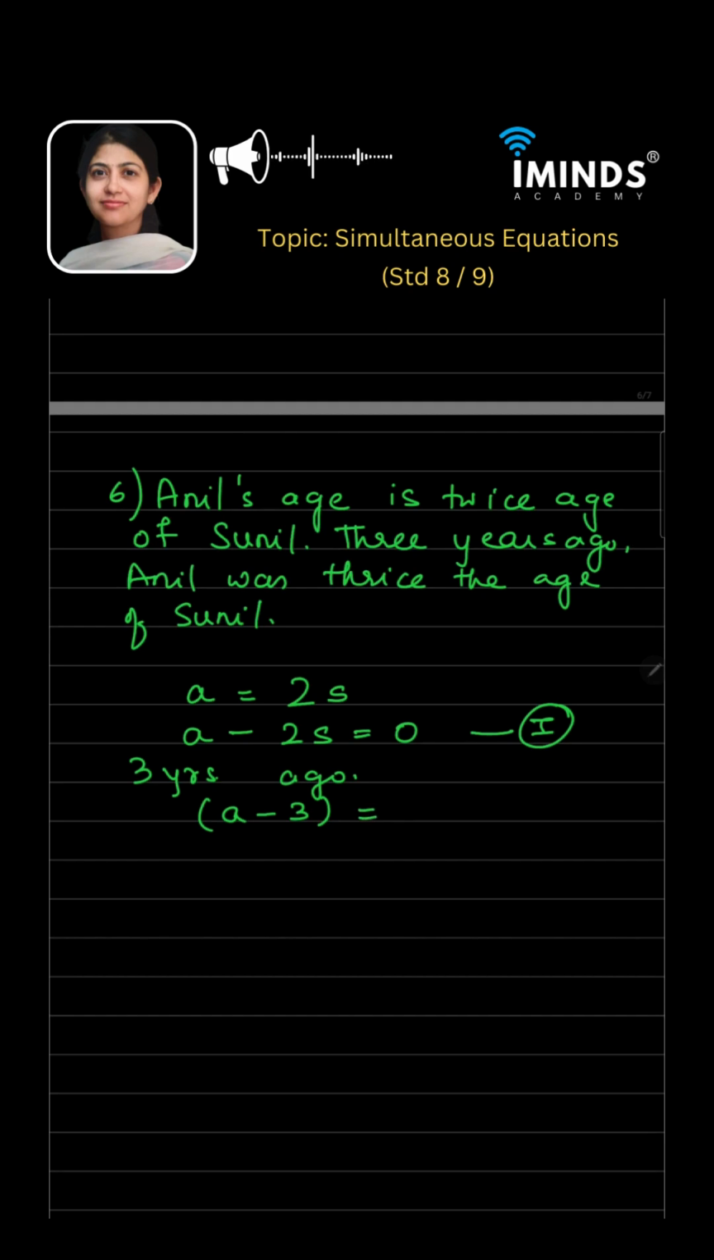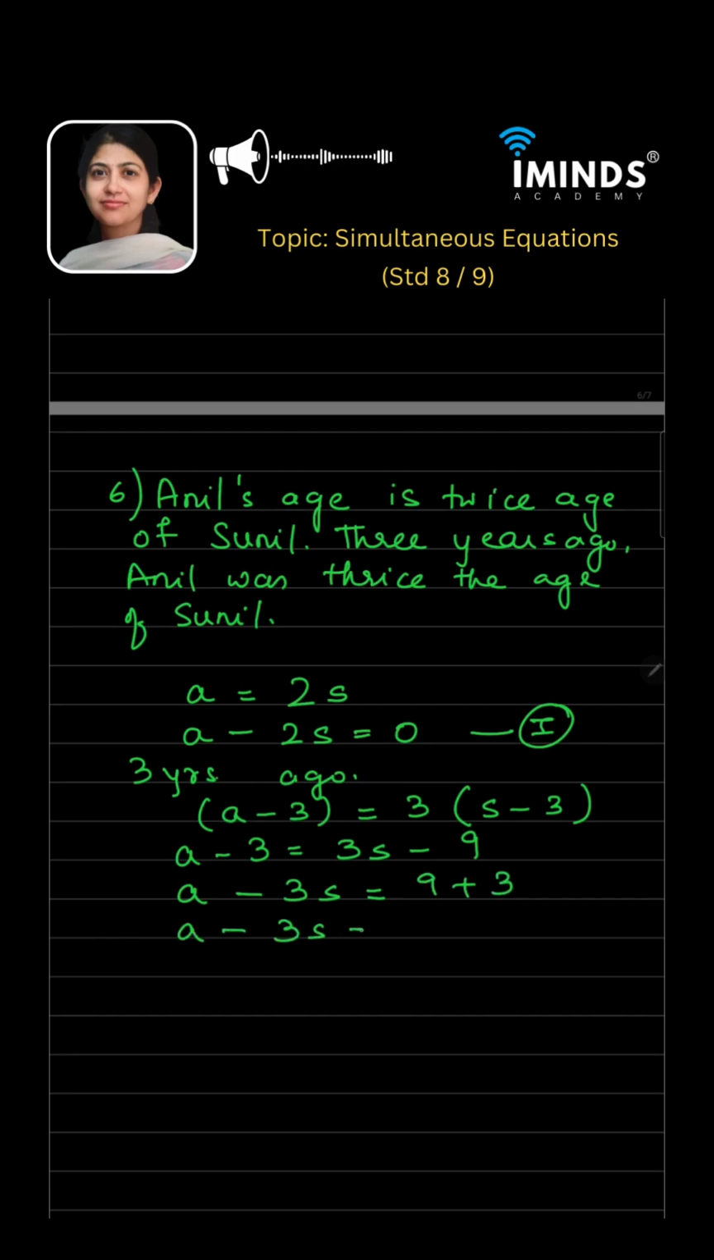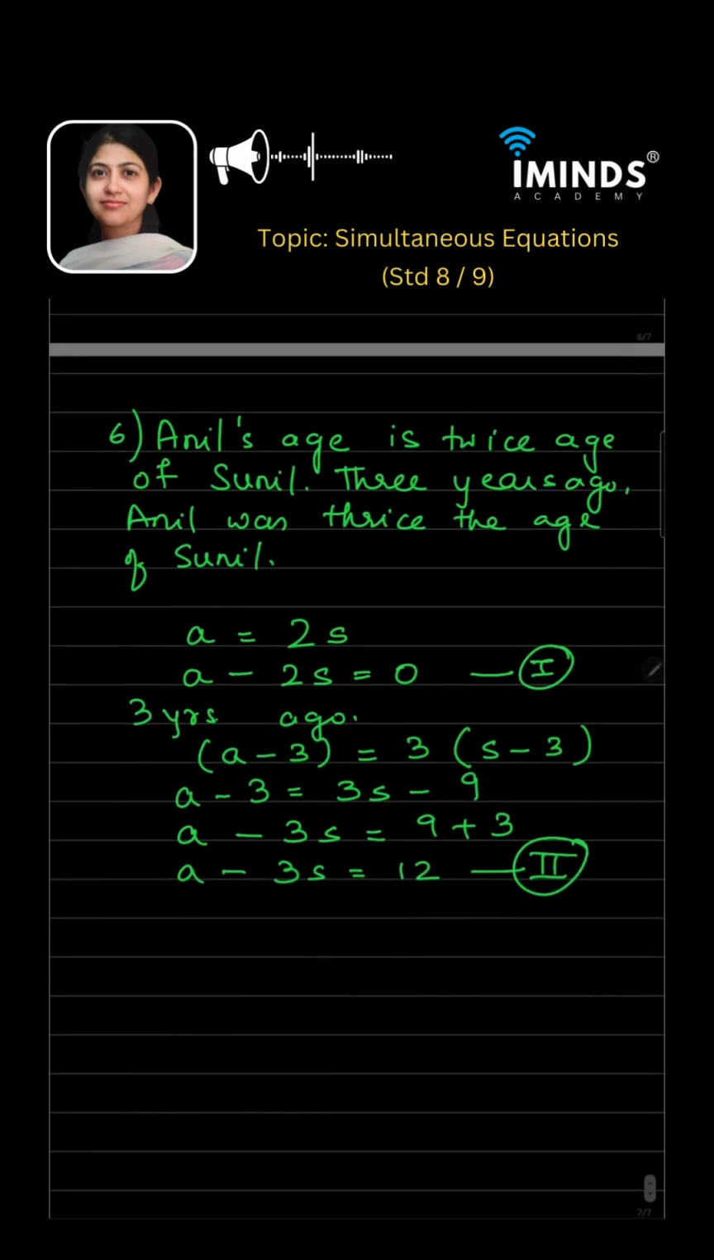So he was thrice the age of Sunil. Sunil का age क्या होगा 3 years ago? Sunil का age होगा S minus 3. So this is A minus 3 is equal to 3S minus 9. So A minus 3S is equal to 9 plus 3, that is A minus 3S is equal to 12. This is our second linear equation. So now we have two simultaneous linear equations with variables A and S. Correct? So we will solve both of them. A minus 2S is equal to 0 and A minus 3S is equal to 12.